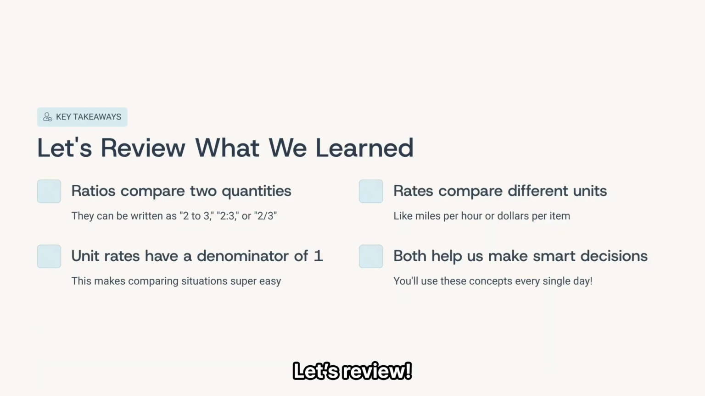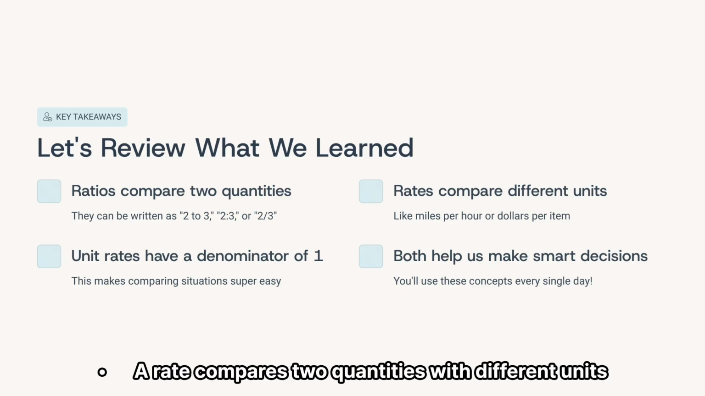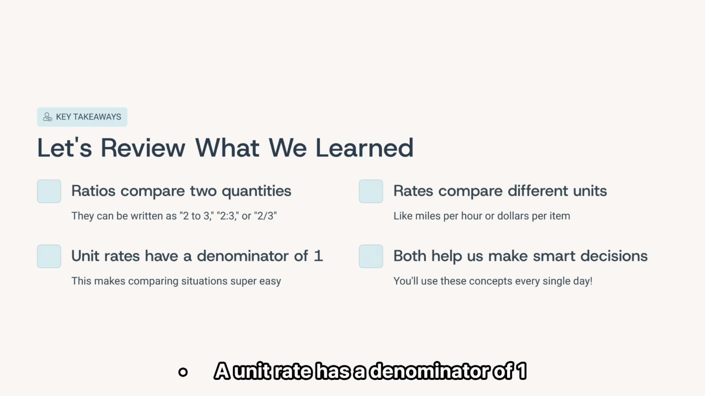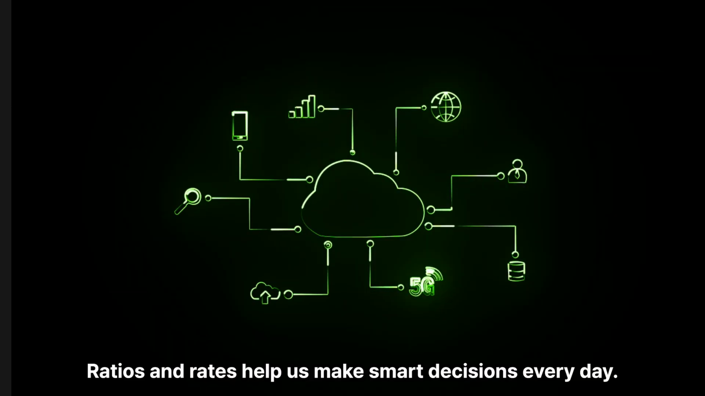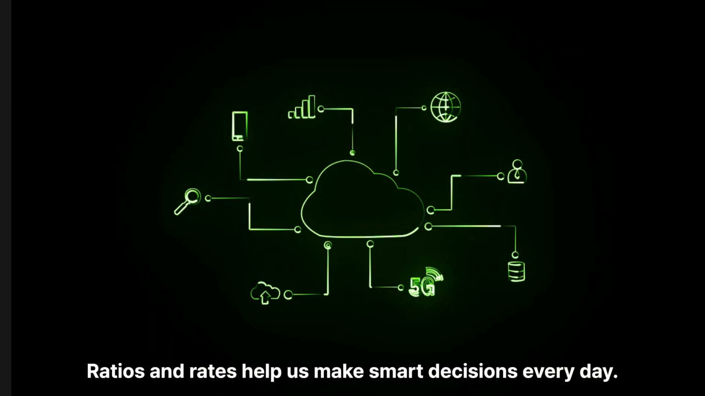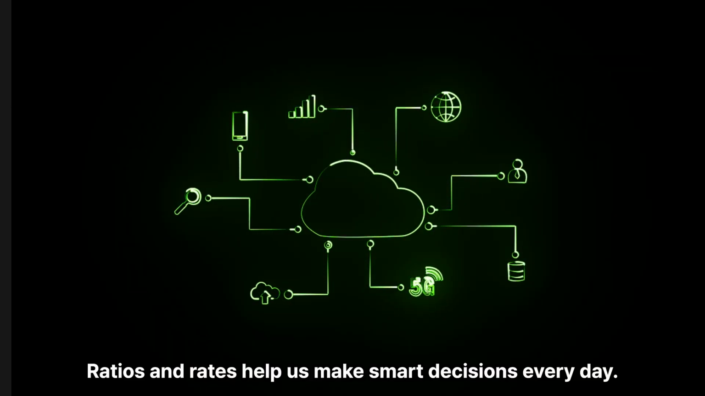Let's review. A ratio compares two quantities. A rate compares two quantities with different units. A unit rate has a denominator of 1. Ratios and rates help us make smart decisions every day.